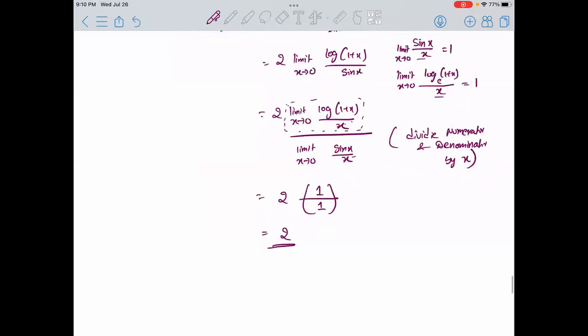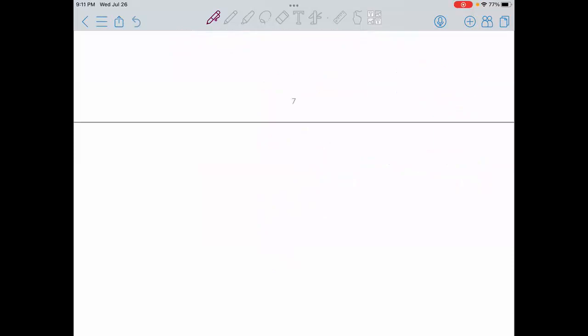Now I am giving you the next question. Find the limit as x tends to 0 of sin 3x divided by 3.